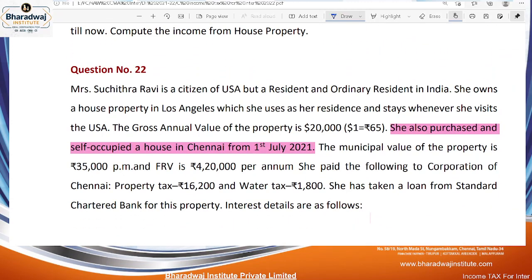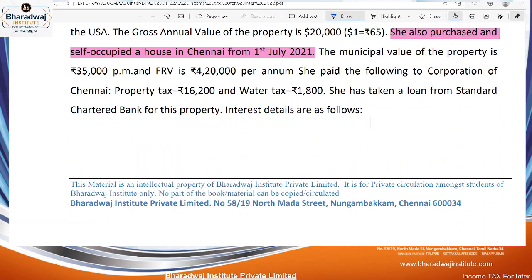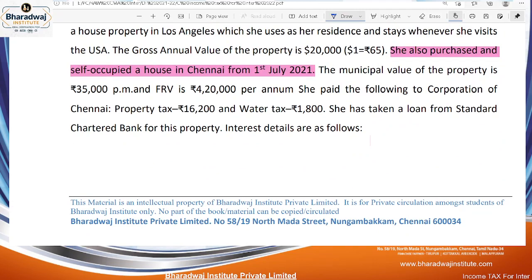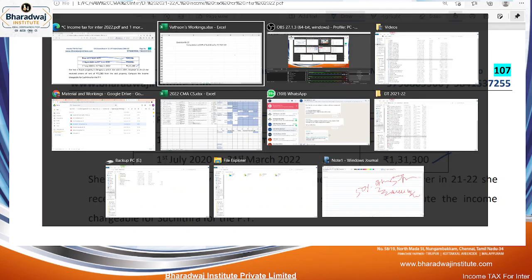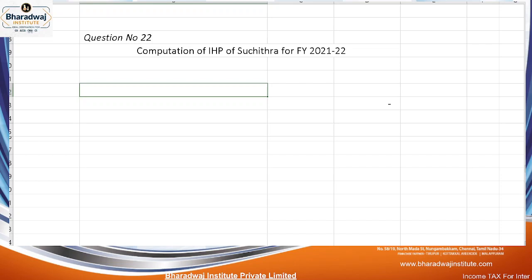She purchased and self-occupied a house in Chennai from 1st July 2021, as given. She has taken a loan from Standard Chartered Bank for this property. Interest details are given to us, but all these things don't matter for us. Whatever is paid after the purchase of the property, that only can be claimed as a deduction. So NAV of self-occupied property, whether in India or outside India, is nil.